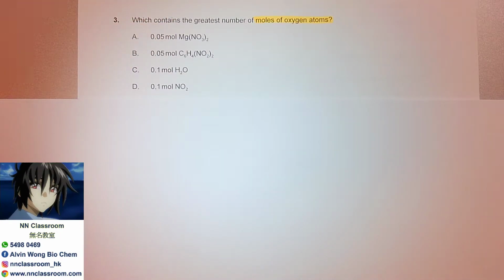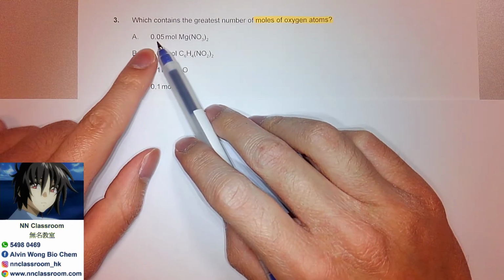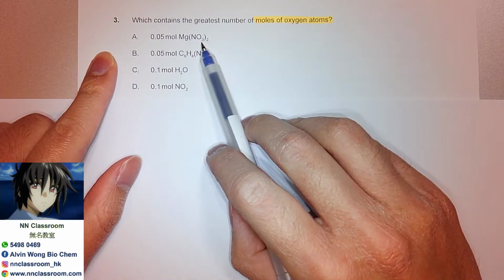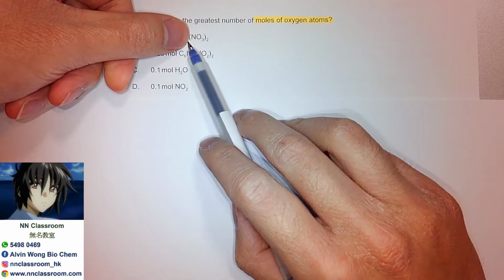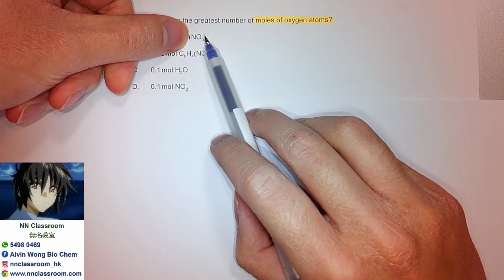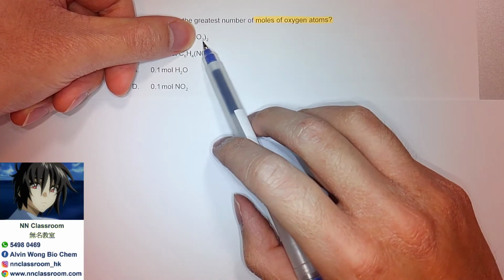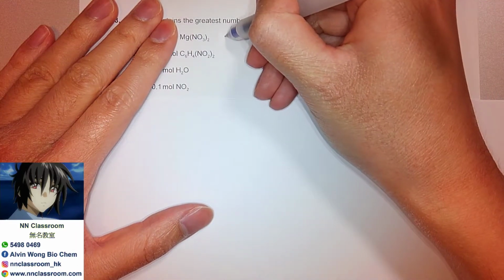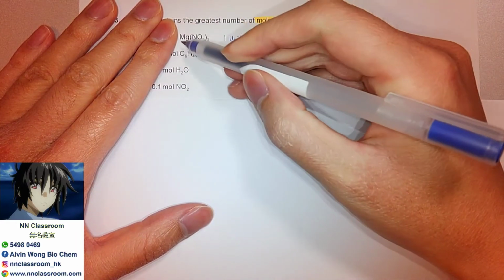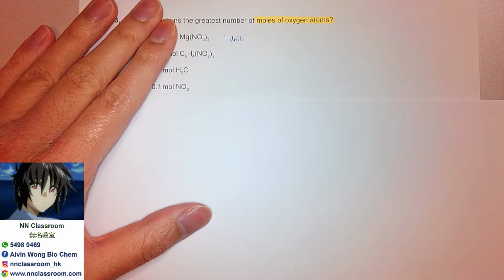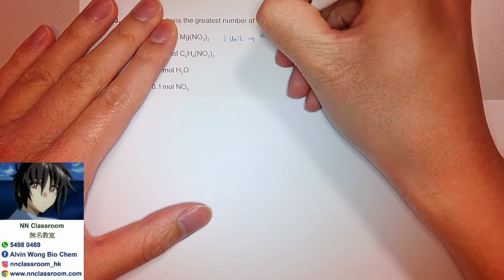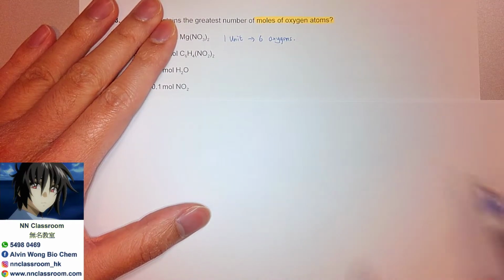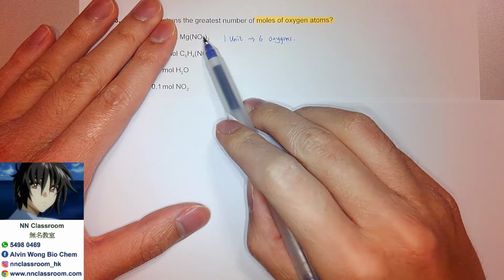In this case, for the first one, A, we are given 0.05 moles of magnesium nitrate. In 1 unit of this magnesium nitrate, we see 2 nitrate ions, and each nitrate ion contains 3 oxygen atoms, right? So all in all, in 1 unit of this Mg(NO3)2, we can already see 6 oxygens. Makes sense, right? So that simply means you put the 2 inside, so let's say multiply by 6, right?